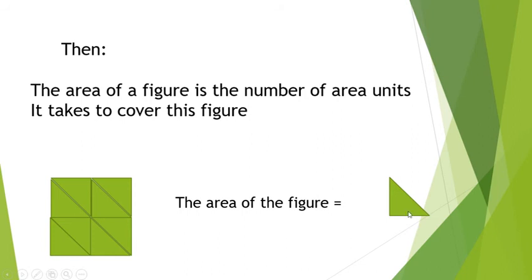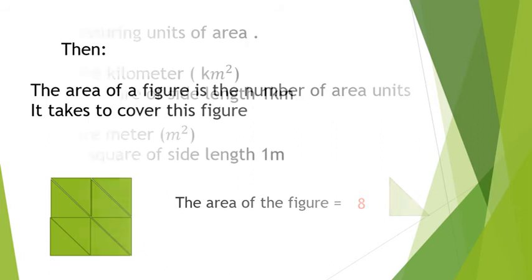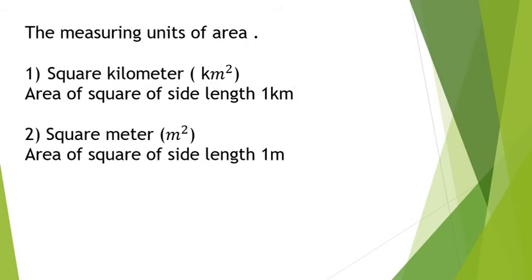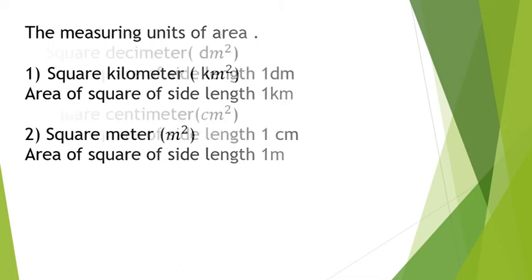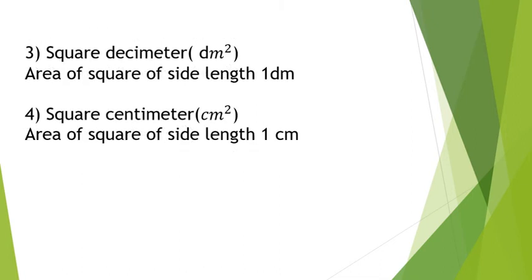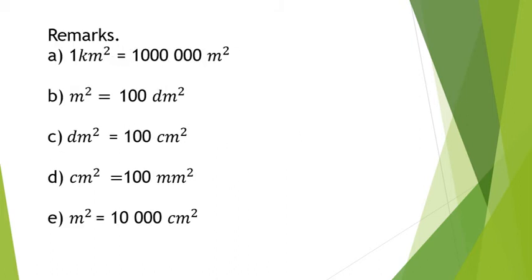How many triangles here cover this area? Right, 8 triangles. Okay. The measuring units of area. The measuring units of area, we have square kilometer, square meter, square decimeter, square centimeter, square millimeter.